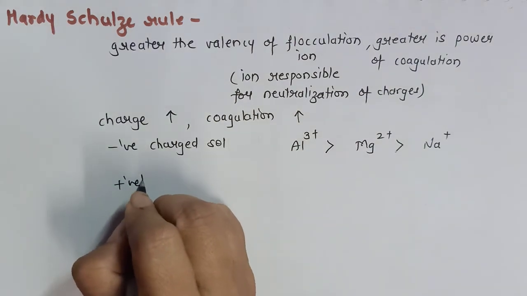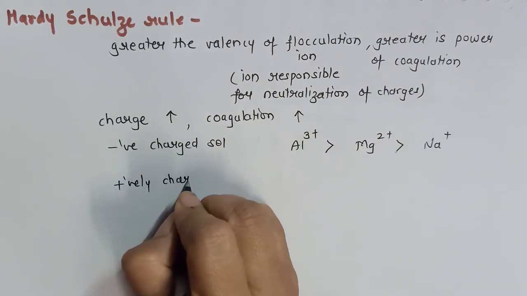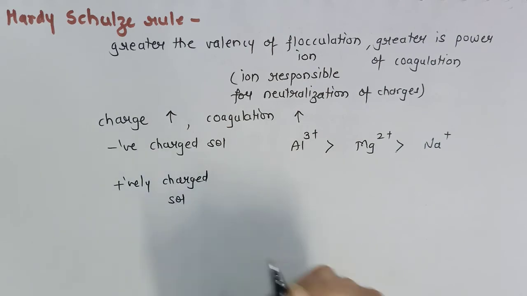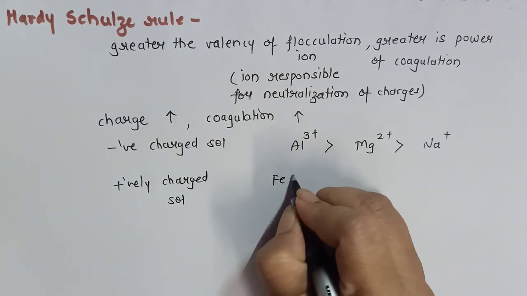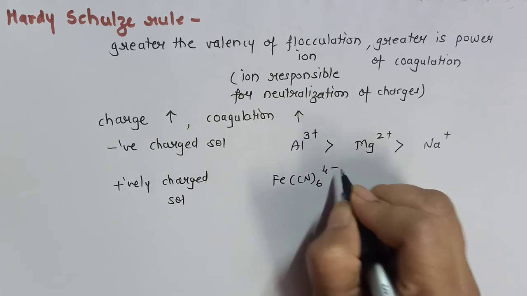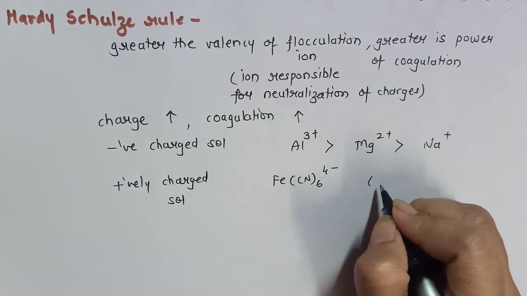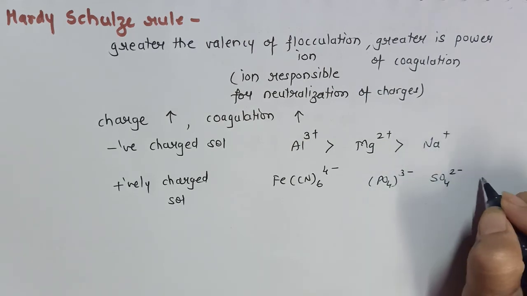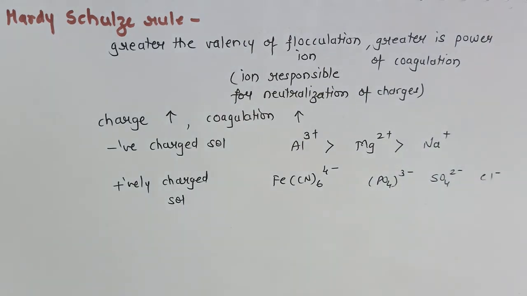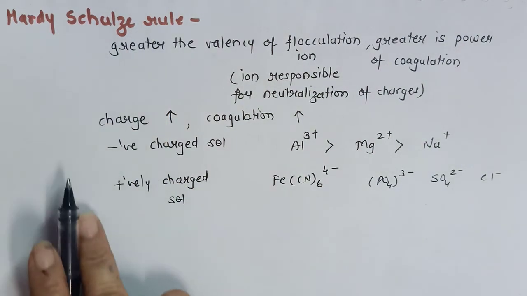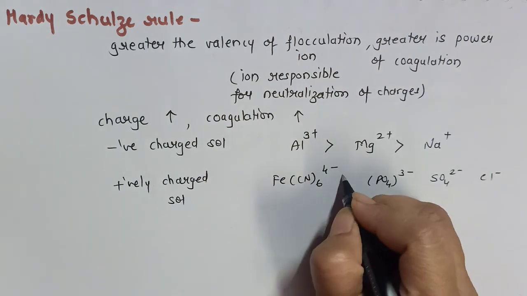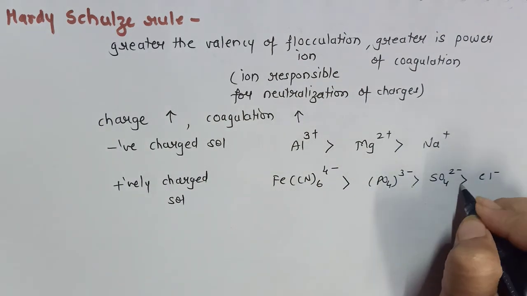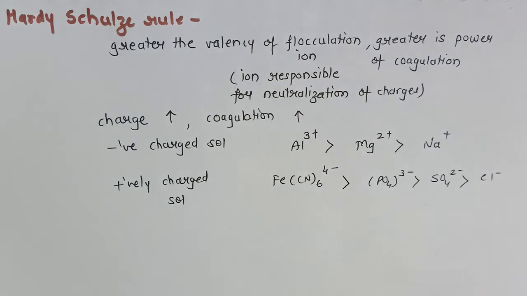Similarly, if I want to coagulate a positively charged sol, then I can choose any one from [Fe(CN)6]4-, PO4 3-, sulfate or halide. Now the question is, which one can I choose? Hardy-Schulze helps me to get the answer. Greater the charge, greater will be the flocculating power, and therefore [Fe(CN)6]4- will be the best electrolyte for coagulating the positively charged sol.